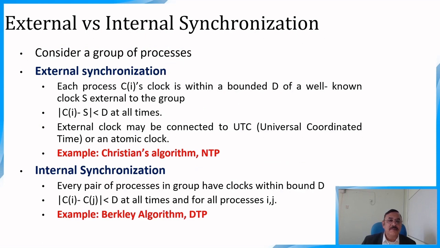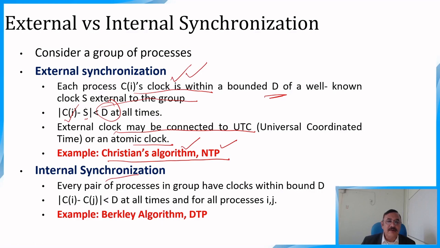Now, external versus internal synchronization. Consider a group of processes. External synchronization means each process Ci's clock is bounded by D of a well-known clock S external to the group. Let us say Ci is process i's clock value and S is the well-known external clock. Then the absolute value of Ci minus S has to be bounded by D at all points of time, called external synchronization. The external clock may be connected to universal coordinated time or an atomic clock. External synchronization is done by two different algorithms: one is called Cristian's algorithm, the other is called Network Time Protocol.